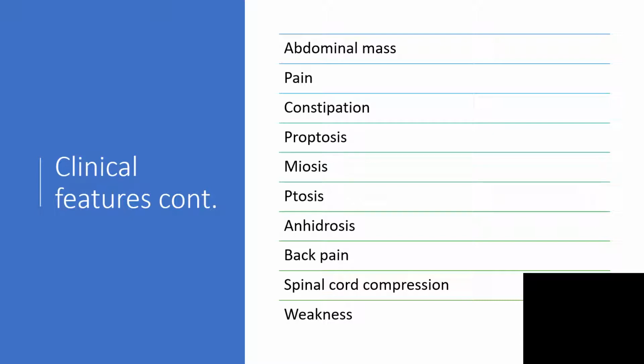Also, there's possibility of abdominal mass, like I've explained, when it's from adrenal gland, pheochromocytoma, possible pain, constipation. When the orbits are affected: proptosis, miosis, or ptosis, anhidrosis, back pain, spinal cord compression, and weakness.